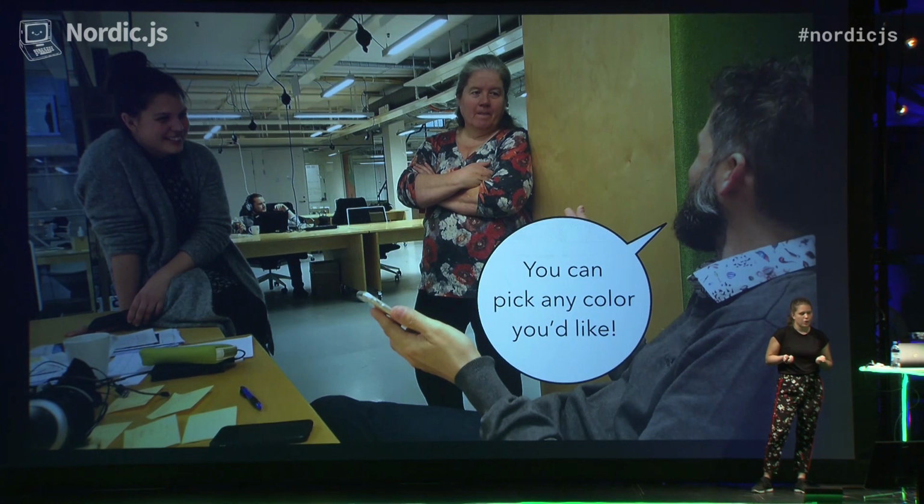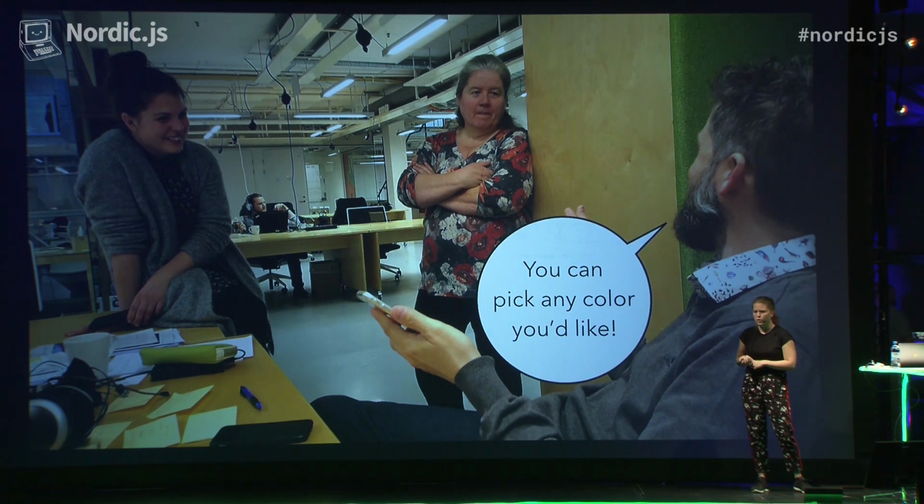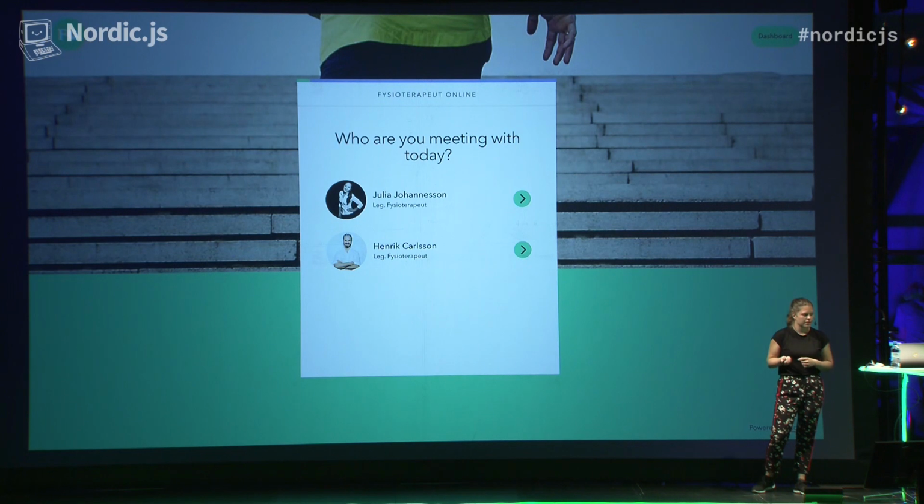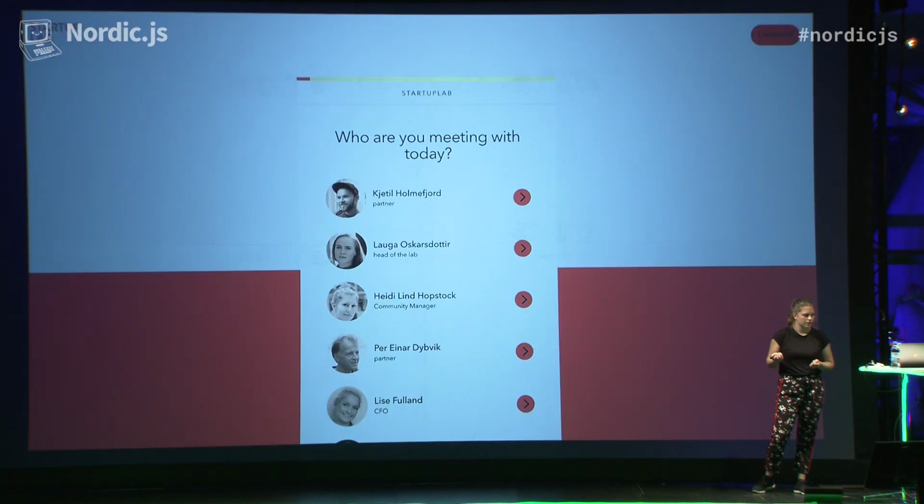So now we can say to Siri, you can now pick any color you like. And of course, Siri, she's a midwife. She shouldn't know about this accessibility law at all. That's our job. So this is how her site looks. And here are some other examples with other colors.